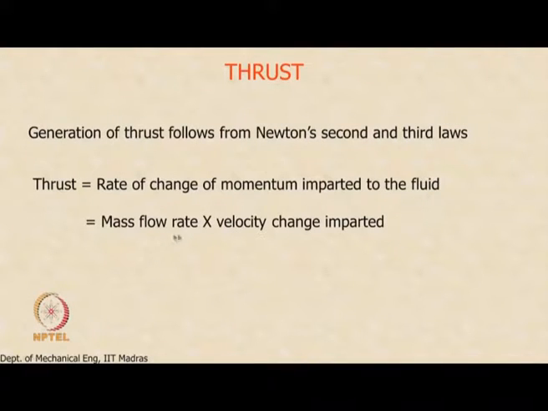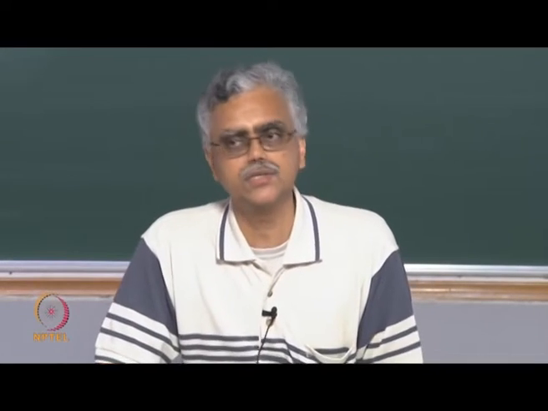Now, because the thrust is the product of two terms, this offers the scope for us to develop engines which can develop thrust in two different methods. One is keep mass flow rate very large and try to impart a small velocity change. The other strategy is to keep this reasonably smaller, but keep the second term quite large, impart a large velocity change to a small mass of air. Okay, so, these are the two strategies that are possible, and if you take a look at how the engines were developed historically, you will see that these are the two branches along which propulsion technology developed.